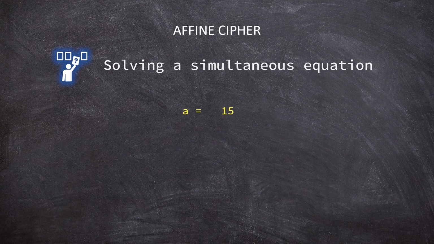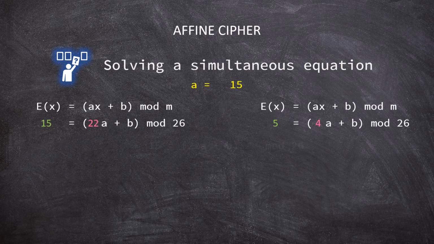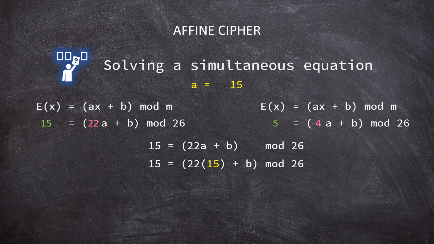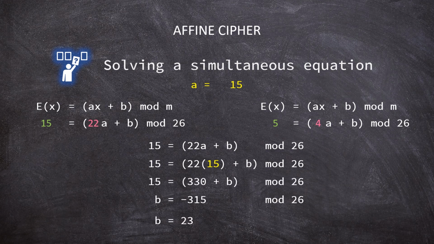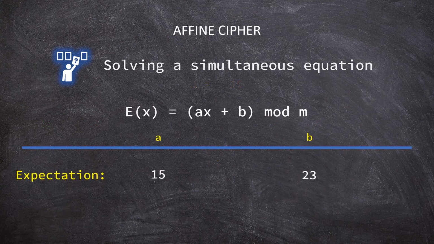Let's find the value for the other key. So to do this, we simply grab one of our two equations, and again, it doesn't matter which one, and we substitute our A value to solve for B. And when we work it out, we come up with an answer of -315 mod 26. We enter this number into a calculator and we come up with a final answer of B equals 23. And look at that. At the beginning of this exercise, these were the two values we were looking for. And here are the two values we came up with.